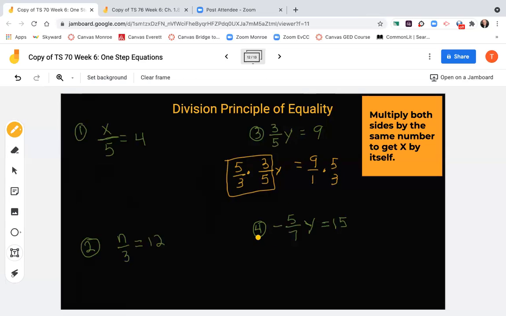So again, if you get a weird looking fraction, don't panic. Just multiply by the reciprocal of it and it goes away. And again, in this number 4 example here, I would use a negative 7/5 because the negative times the negative here would cancel out. Now I have a positive y equals, and then 15/1 times negative 7/5.